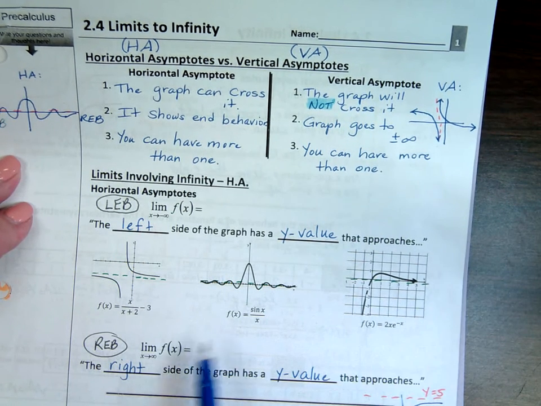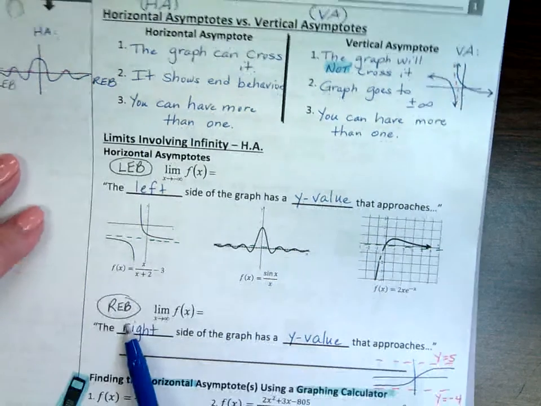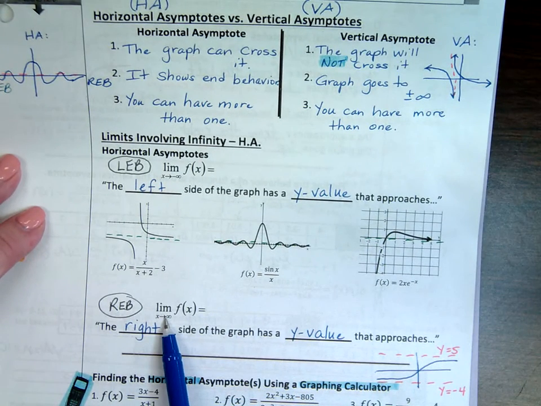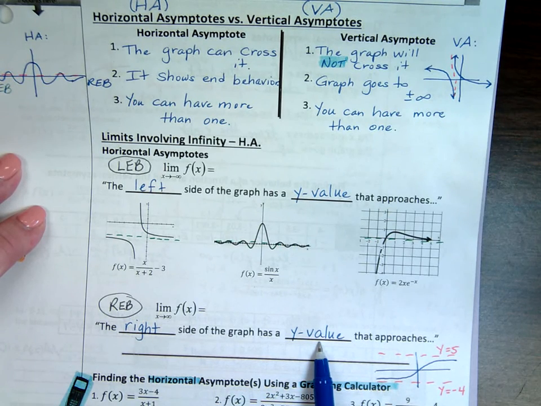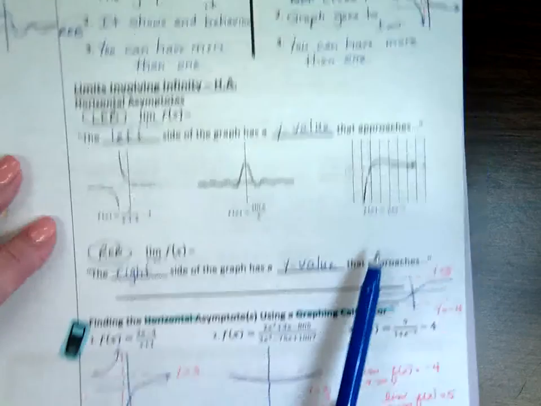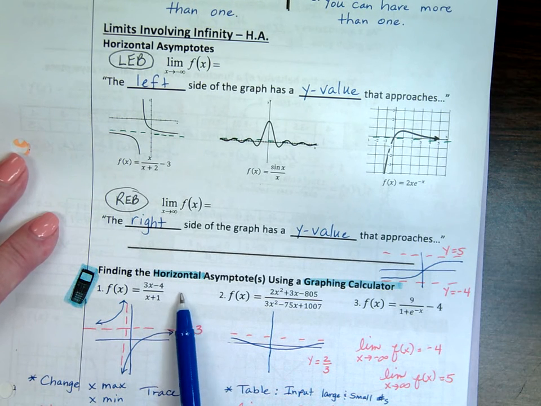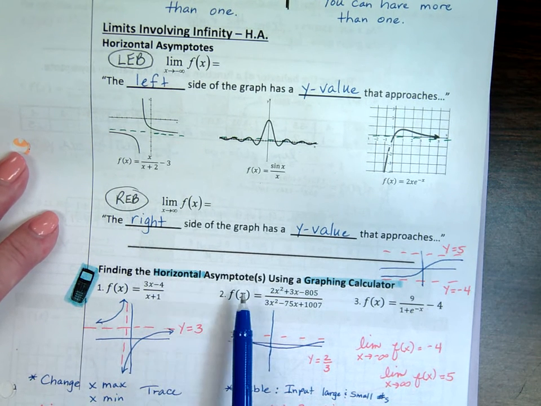There you go. If you're looking at the right end behavior, that's if your x values are far to the right, like going towards positive infinity. So you would have the right side of the graph, you're looking at what the y values approach. And so he went through all that explanation, and then he came down here and he said, all right, now use your calculator and find these asymptotes.